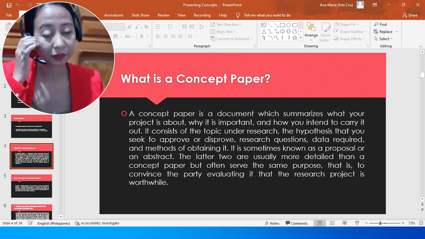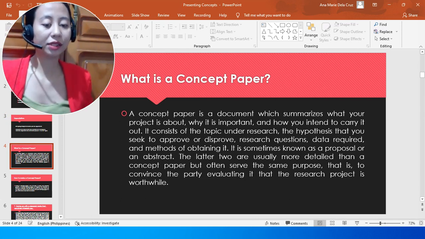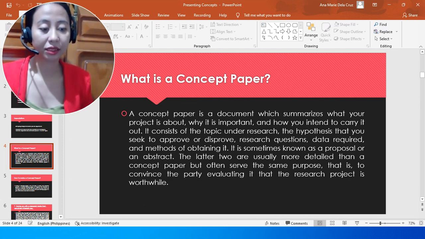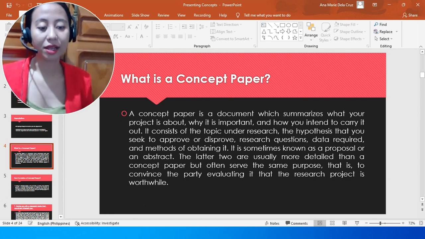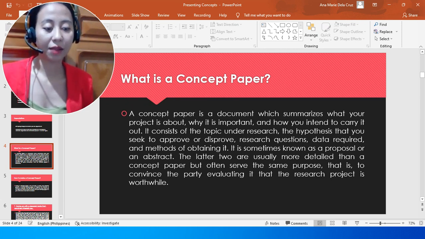What is a concept paper? A concept paper is a document which summarizes what your project is about, why it is important, and how you intend to carry it out. It consists of the topic under research, the hypothesis that you seek to approve or disapprove, research questions, data required, and methods of obtaining it. It is sometimes known as a proposal or an abstract.